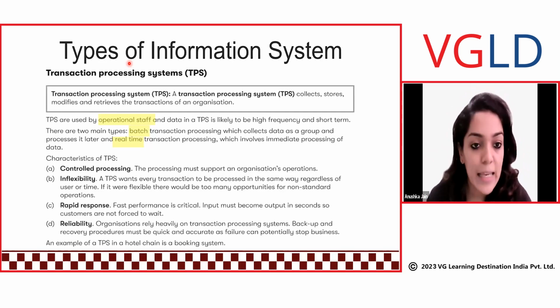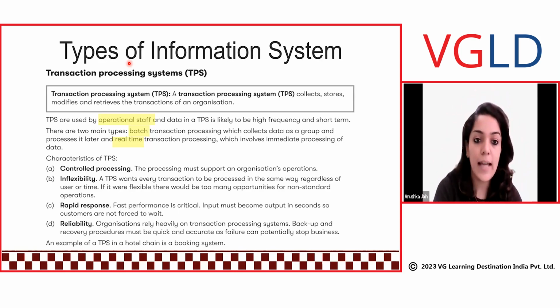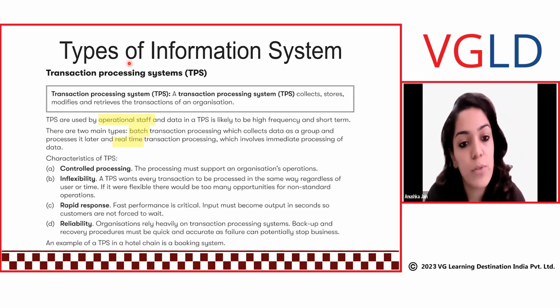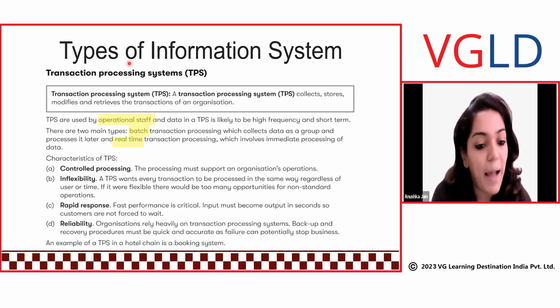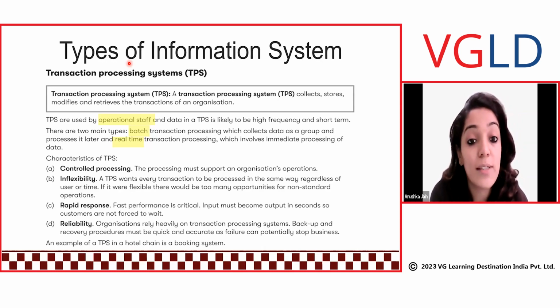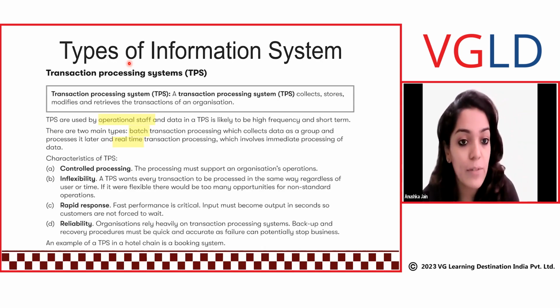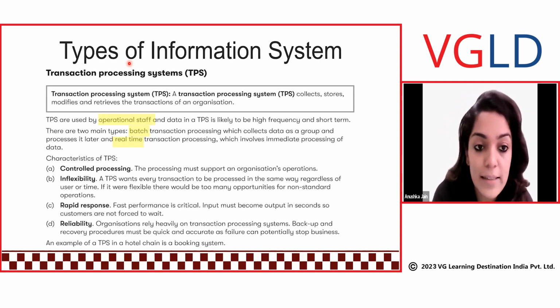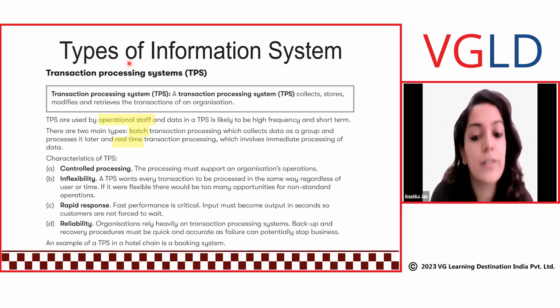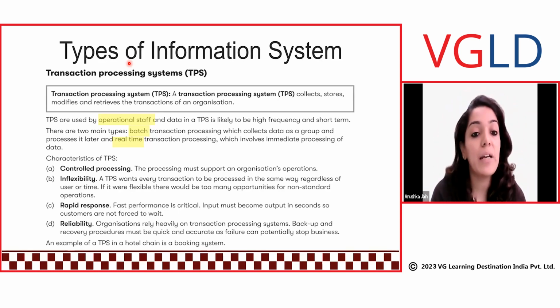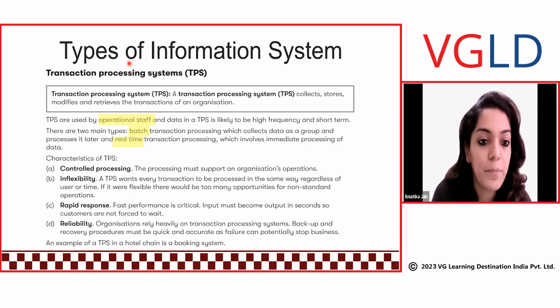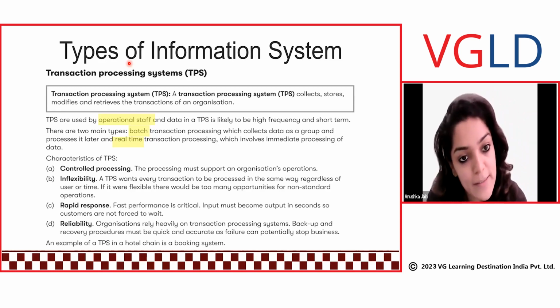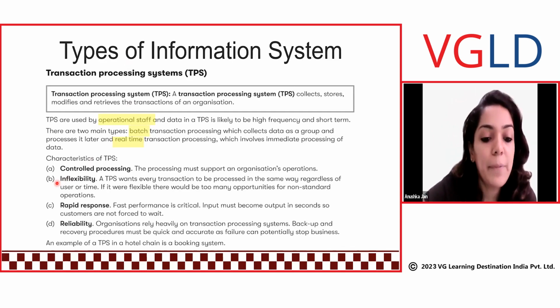Then next is reliability. Organizations rely heavily on transaction processing systems. Backup and recovery procedures must be quick and accurate, as failure can potentially stop the business, because the detailed level data will be lost if, for example, your system catches fire. Then all those details will be lost in the fire. So there should be a proper backup system for the data being processed by the TPS. An example of a TPS in a hotel chain is a booking system.